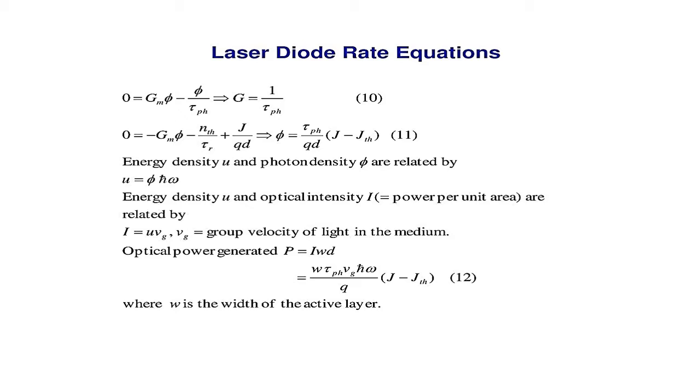The energy density U and photon density Φ are related by U = Φ ħω. The energy density U and optical intensity I are related by I = U Vg, where Vg is the group velocity of light in the medium. The optical power generated P is equal to I W D, that is equal to W τph Vg ħω divided by q into (J − JTH), where W is the width of the active layer.